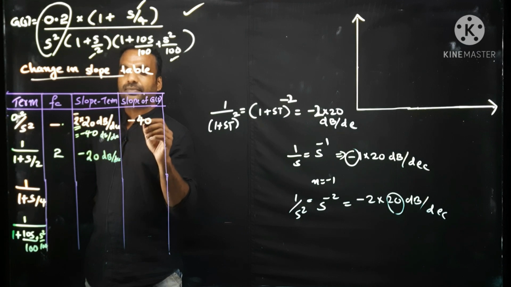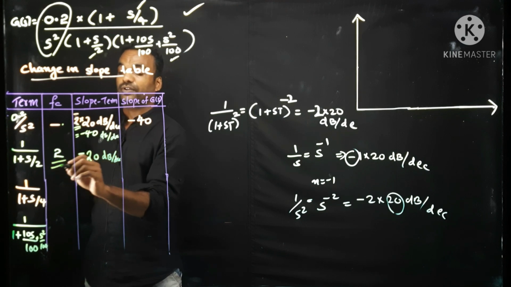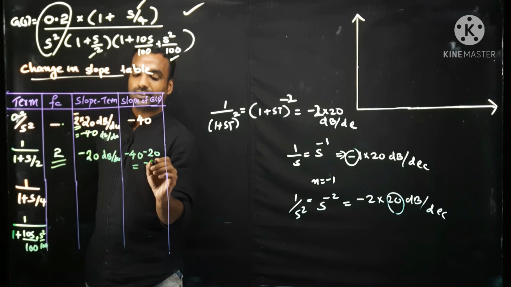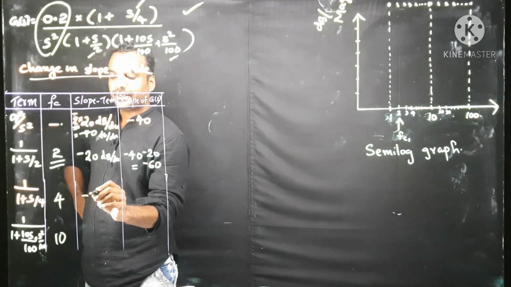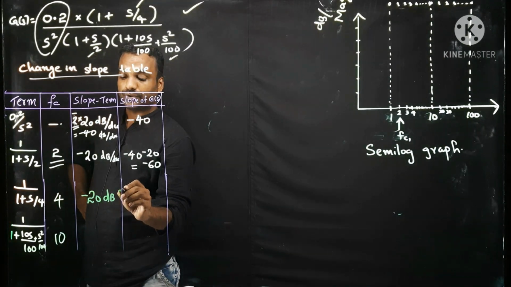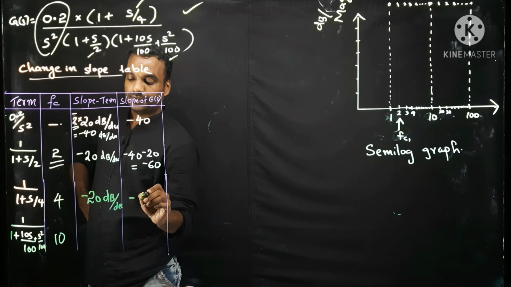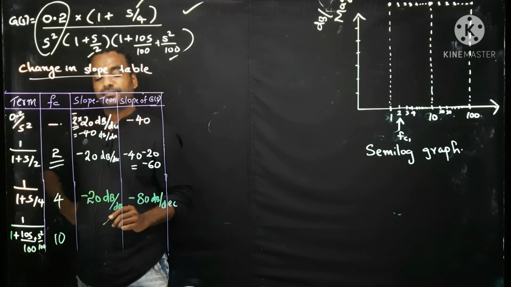Slope of the entire system. Initially it was minus 40. Now we are adding some more minus 20 at this corner frequency. So the net or new slope will be minus 40 minus 20, that is equal to minus 60. This is also a pole, so it will again be a first order pole. So it will again contribute minus 20 dB per decade. So the net slope is minus 60 minus 20, that is minus 80 dB per decade.